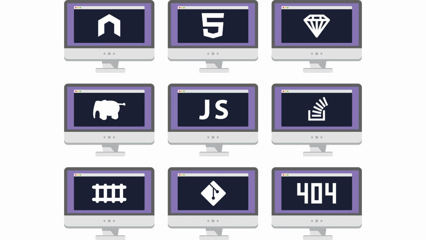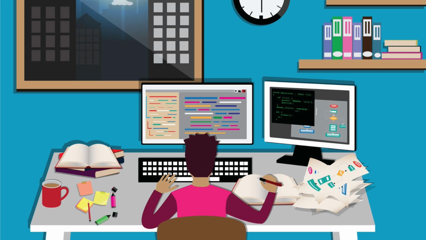To summarize, programming is the process of writing instructions for a computer to perform tasks using programming languages.